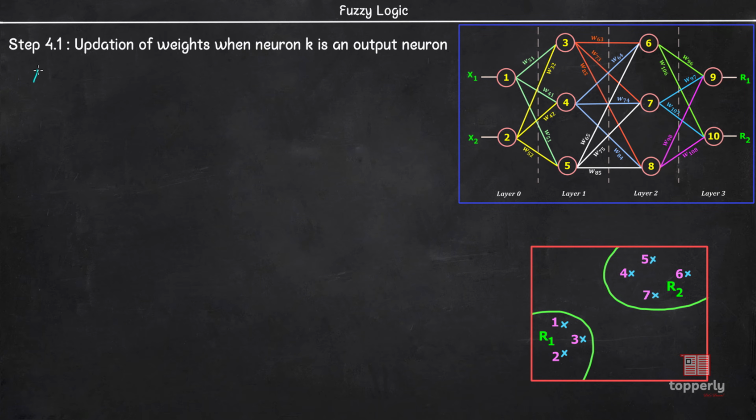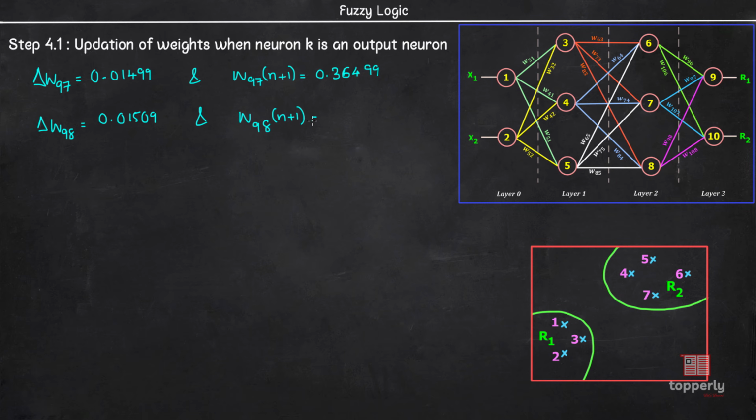Similarly, delta W97 is equal to 0.01499, and W97 of n plus 1 is equal to 0.36499, and delta W98 is equal to 0.01509, and W98 of n plus 1 is equal to 0.36509.